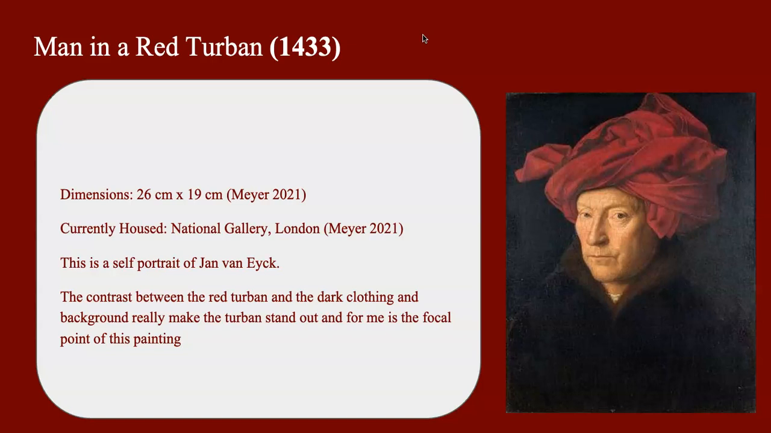This is a self-portrait of Jan van Eyck. The contrast between the red turban and the dark clothing in the background really makes the turban stand out. For me, this is the focal point of the painting. You have the bright colors of the red turban with all the shading and the lines, and the dark background next to the skin definitely stands out. So it's definitely a self-portrait that I enjoyed looking into, and I'd like to know more about his purpose behind this and the red turban. I definitely enjoyed this one.